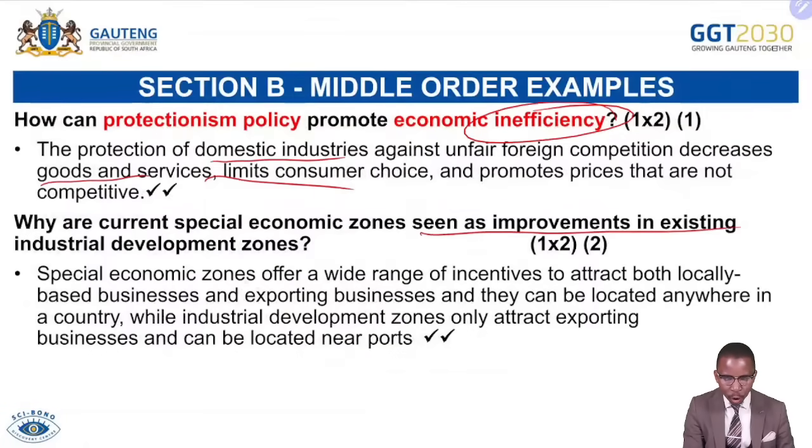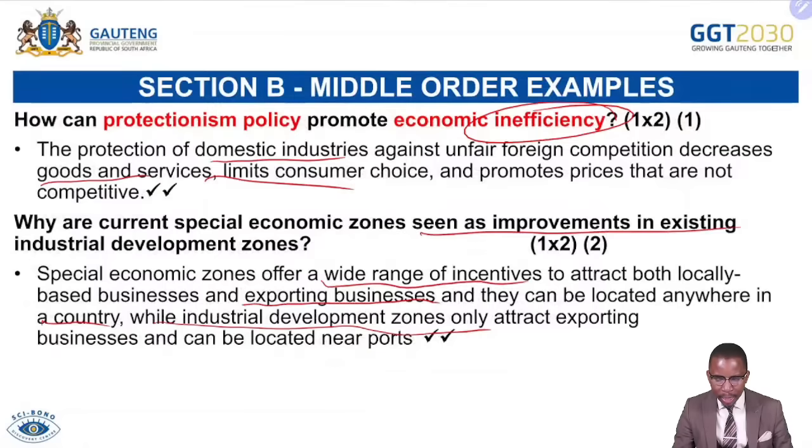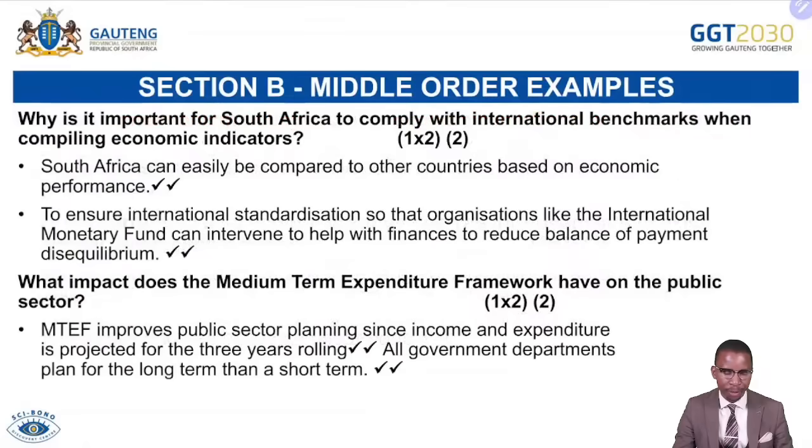So special economic zones offer a wide range of incentives to attract both locally based businesses and exporting businesses, and they can be located anywhere in the country, while industrial development zones only attract exporting businesses and can be located nearby ports, which can be seaports and airports.